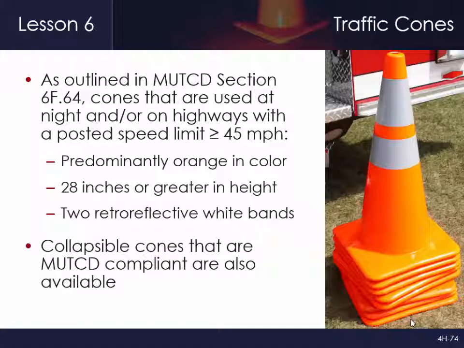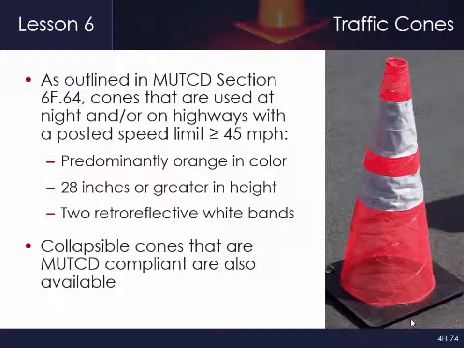Now, according to the MUTCD, cones that are used at night or on highways with a posted speed limit greater than 45 miles per hour must be predominantly orange in color, 28 inches or greater in height, and have 2 retroreflective white bands. Also, collapsible cones that are compliant with MUTCD are also available to be used.